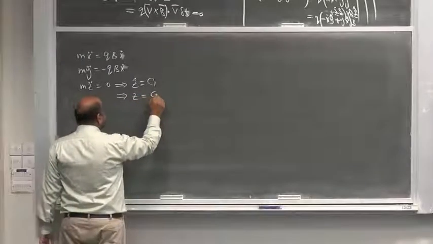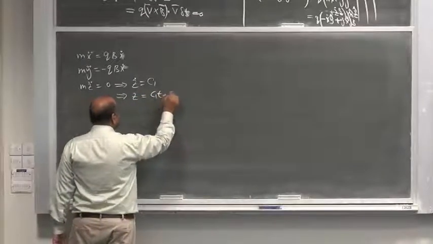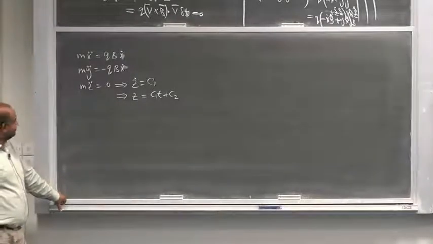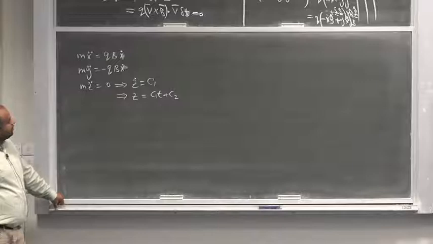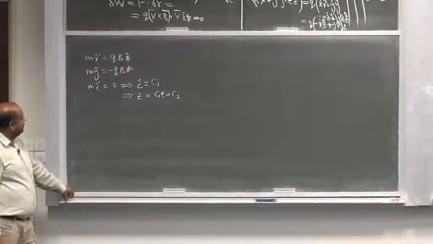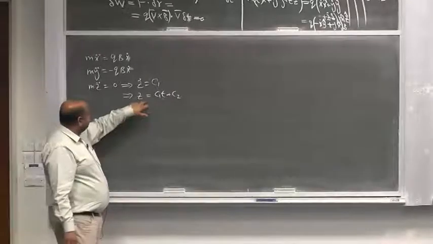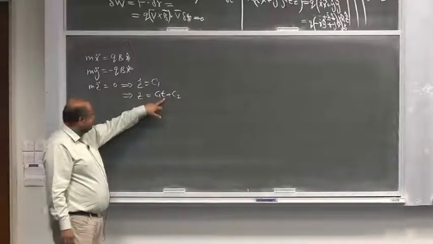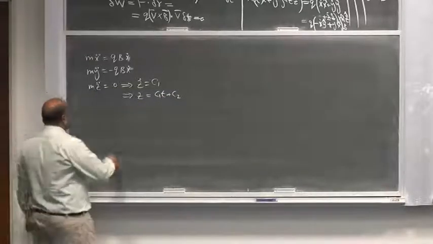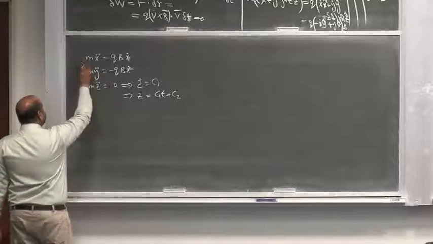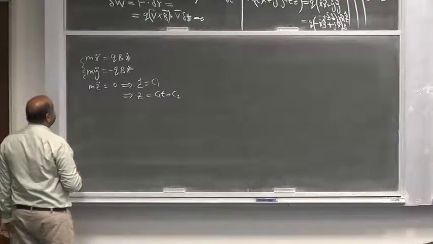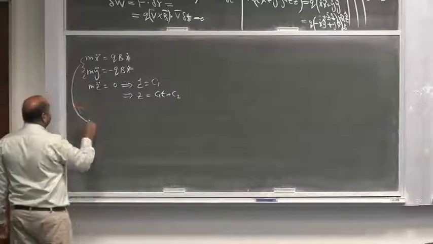z is c1 t plus c. So it means the component of velocity along the direction of the field remains constant and z increases with time. So these are also the two equations. We can solve them simultaneously. They will give.